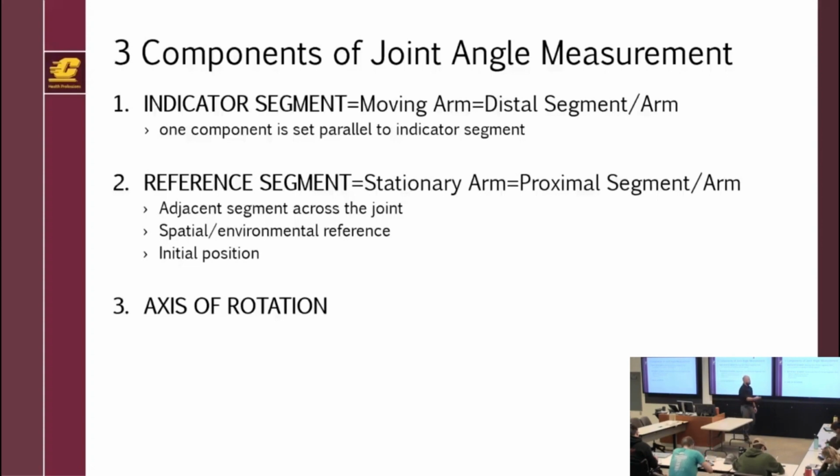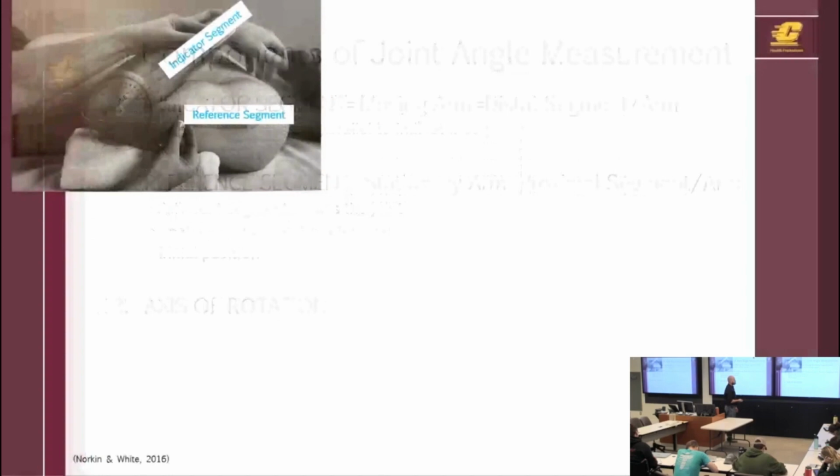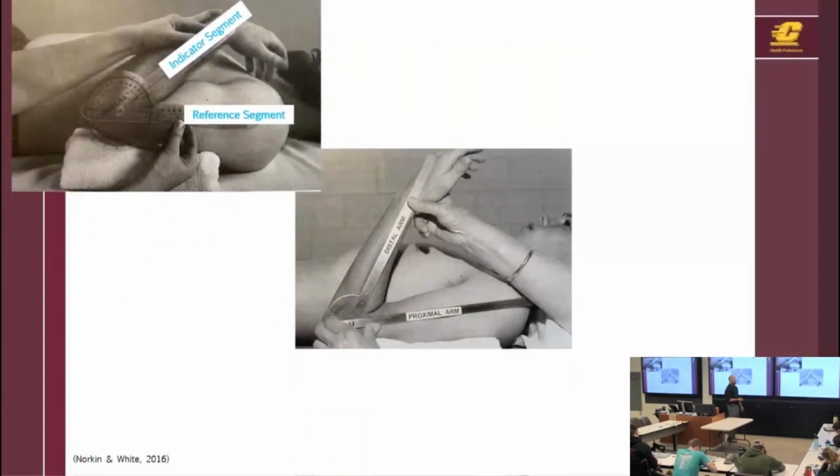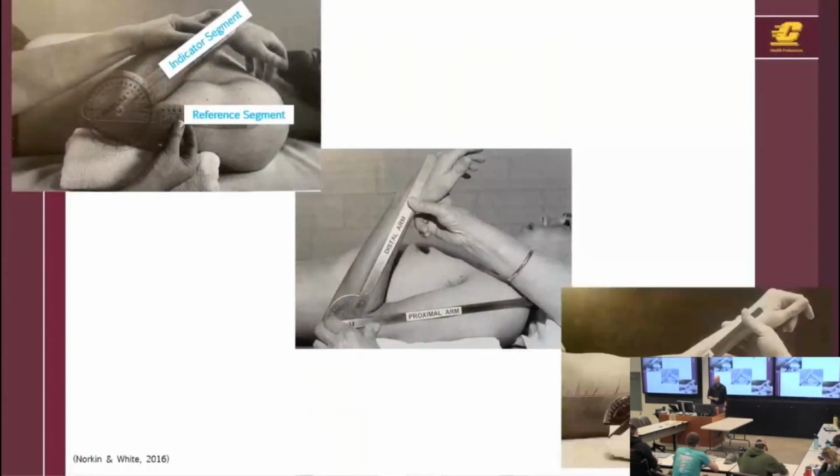The reference arm, also known as the stationary arm, proximal segment, or proximal arm. And then there's the axis of rotation. So here are just some examples of elbow flexion. We're going to do this in lab this week.